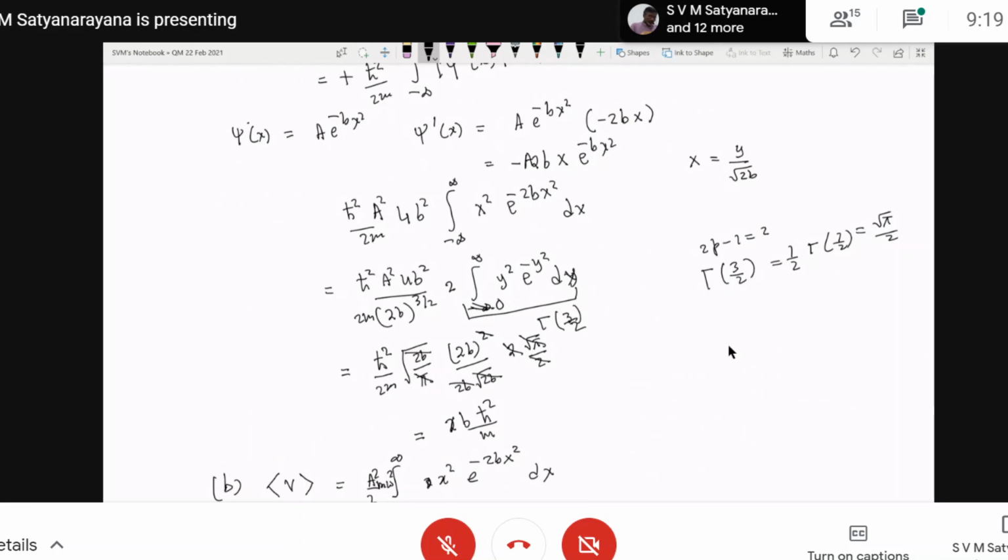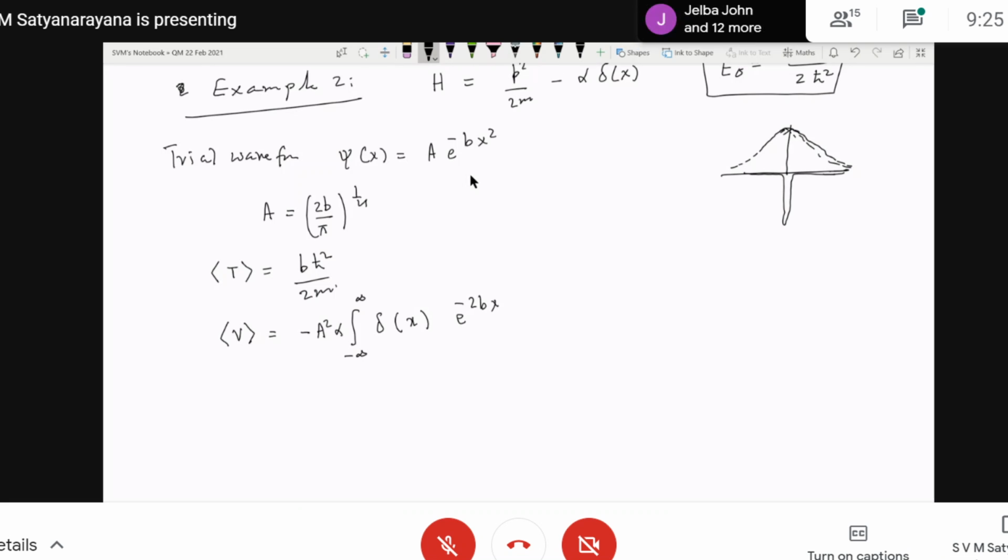The potential energy is going to be A squared times the integral from minus infinity to infinity of minus alpha times delta of x times e to the minus 2b x squared dx. A delta function integration is very simple. Wherever x equals 0, this simply becomes 1, as e to the 0 is 1. So that is equal to minus alpha into root 2b divided by pi.